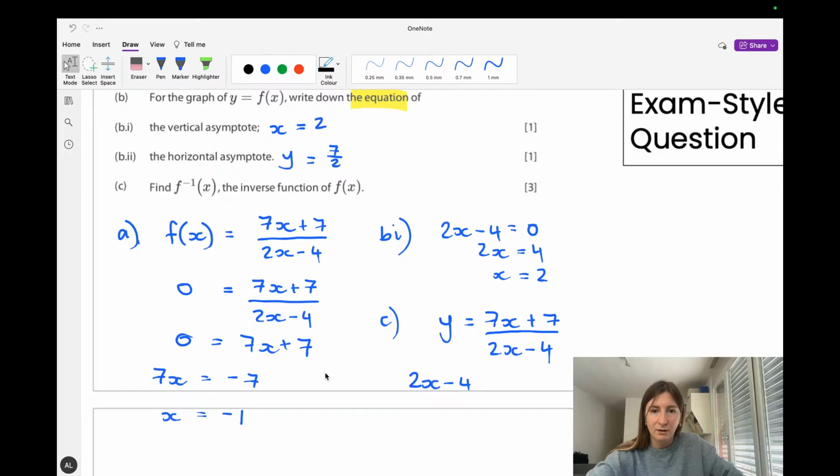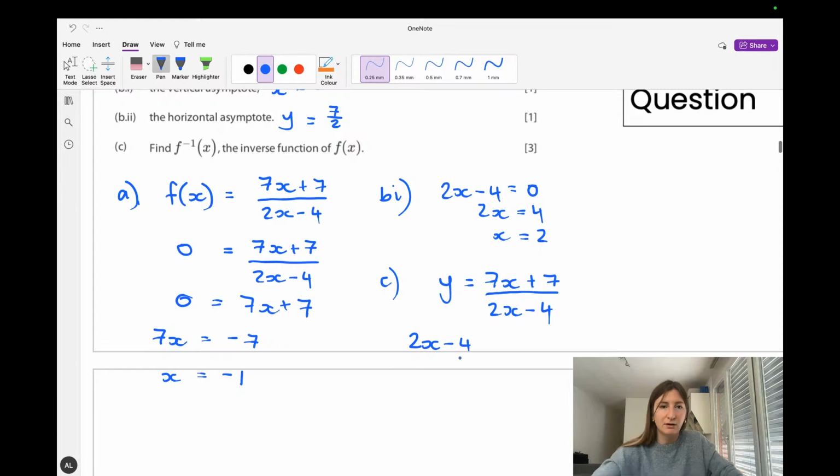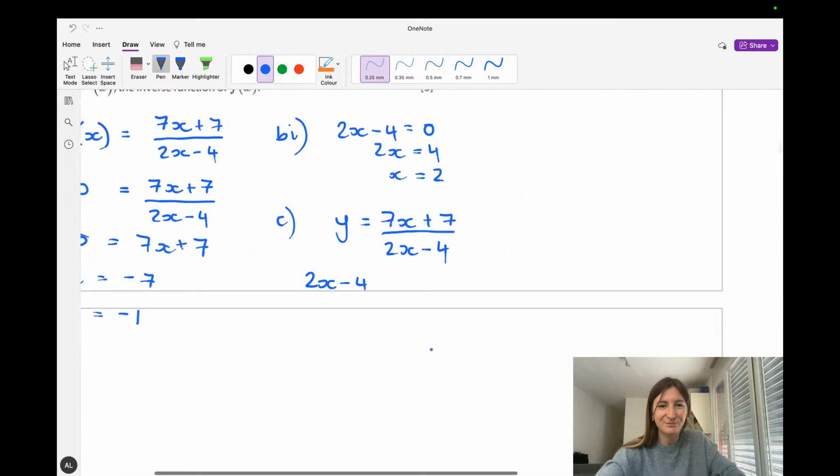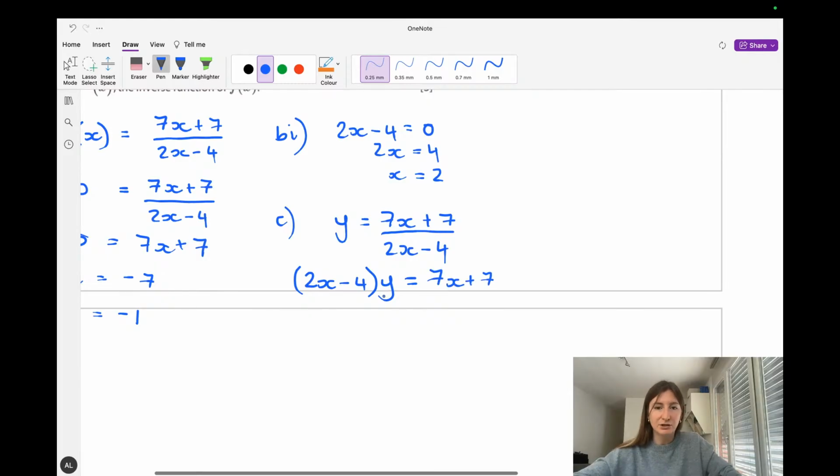Nice. All right, so we were finding the inverse over here. So I just need to make sure that's not covered by my camera. So we multiply by 2x minus 4 on this side. So 2x minus 4, let's keep brackets, times y equals 7x plus 7. And the first time that you see this, if you haven't seen it before, it might seem like a bit of a weird method, but it's always going to be the same. Whenever you're finding the inverse of a rational function, it's always going to be this method. So once you've done it twice, I think it makes more sense.